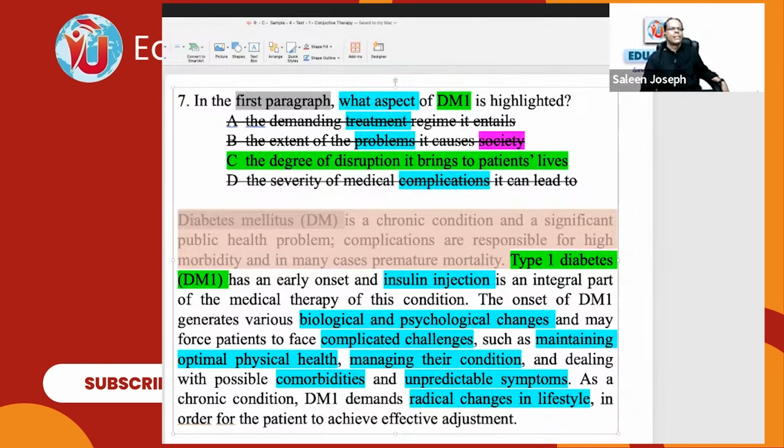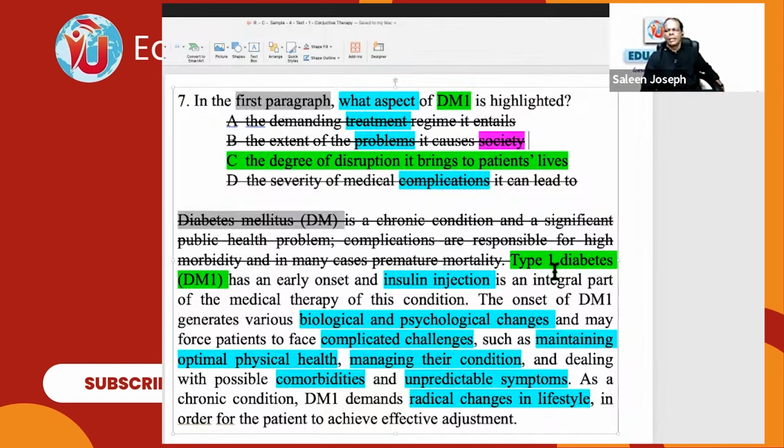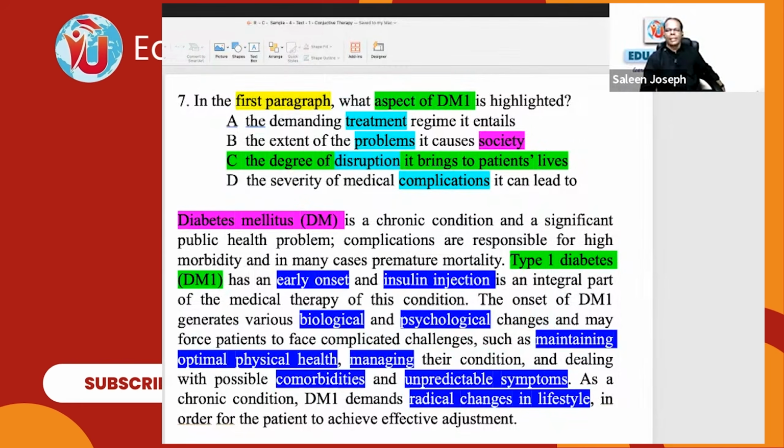Until you reach that particular name, which is given in the question stem, that is DM1, which is said type 2 diabetes. In bracket, they have given DM1. Until then, you do not worry. After that, all the things given are disruptions. Everything is a disruption in the patient's life. Hope that is clear.